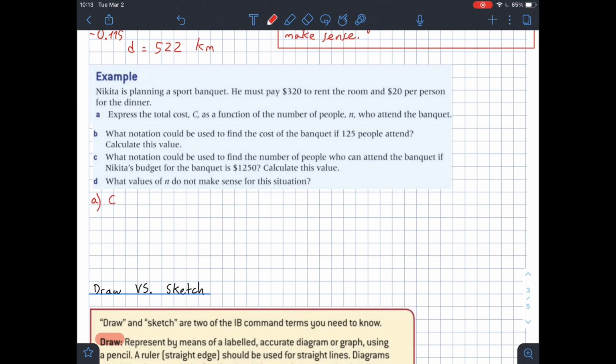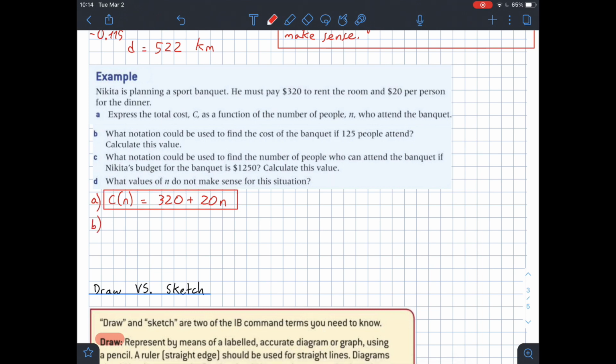So how can we write this equation? We would say that cost in terms of number of people is equal to, we have this fixed cost, which is to rent the room, and then $20 per person. So the function could be modeled this way. The fixed cost plus $20 per person, right? Plus 20N. So this would be our function for part A.